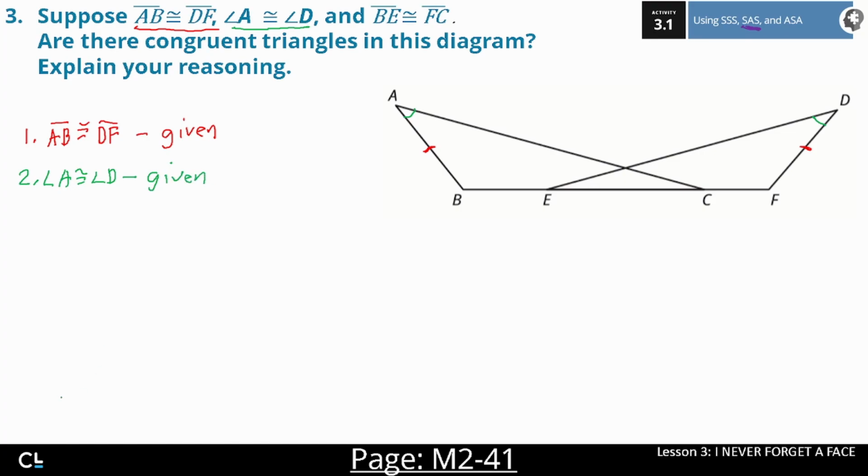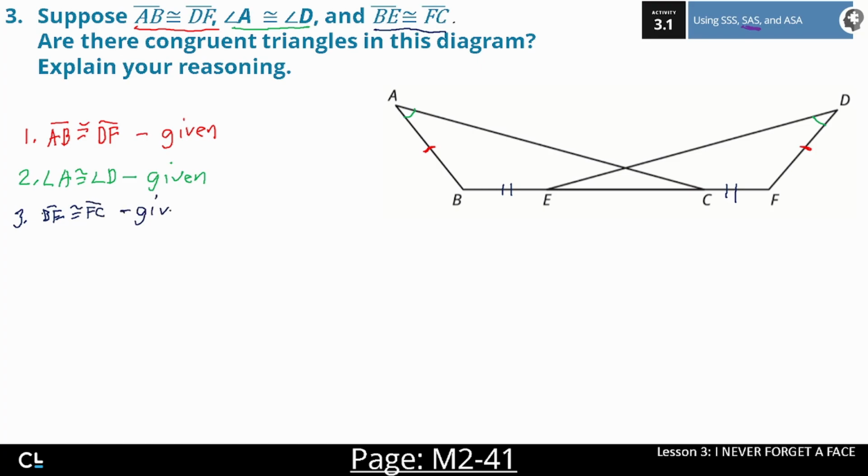And our last little piece of information here. Let me change colors. We'll change this one to blue. This is right here. Segment BE is congruent to segment FC. So BE, right down here. BE, boom, boom. And FC, boom, boom. They're congruent. I'll write it down as a statement. So BE is congruent to FC.